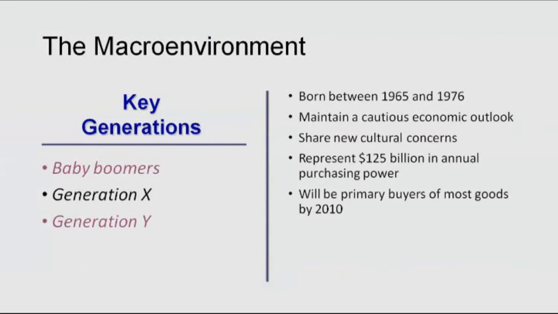Okay. Next, Generation X, born between 1965 and 1976. Maintain a cautious economic outlook, share new cultural concerns, represent 125 billion in annual purchasing power. So sila yung talagang pala-spend class ng kanilang income, itong Generation X. Will be primary buyers of most goods by 2010. So kung ikaw businessman, take advantage mo yung fact na sila ay pala-spend, no? So mag-offer ka ng sa tingin mo pwede nilang bilhin.